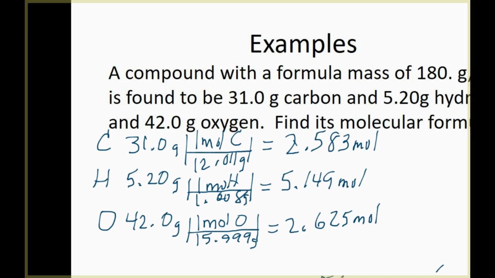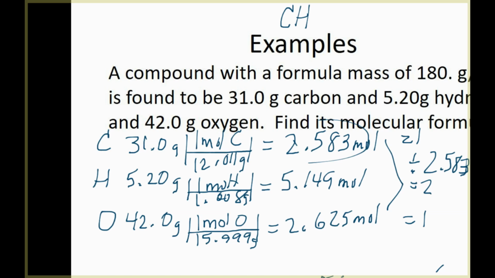So then our next step, remember we divided them by the smallest. So the smallest in this one, there's my smallest. So I'll divide them by 2.583 because we need to get to a whole number. That's a 3. So this turned to 1. This was 2. This was 1. So my empirical formula for this compound is CH2O.